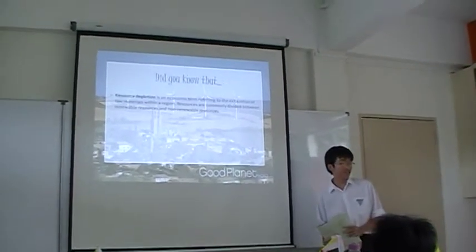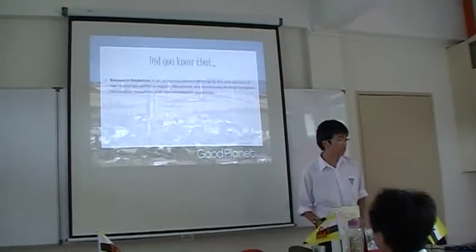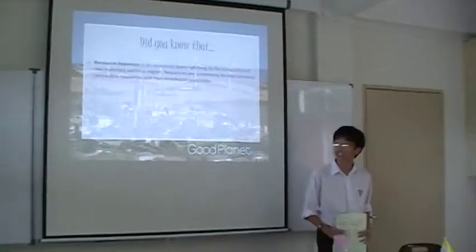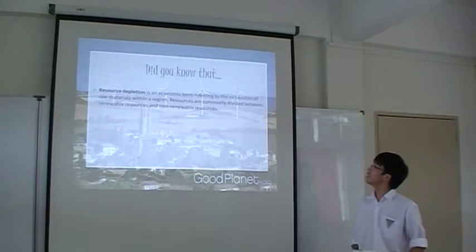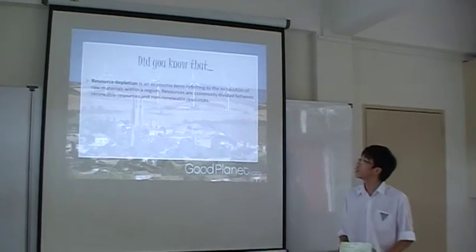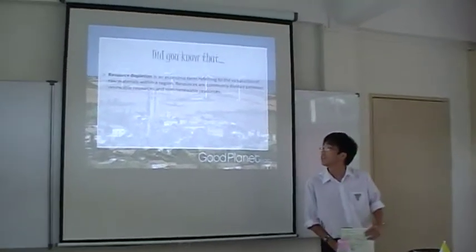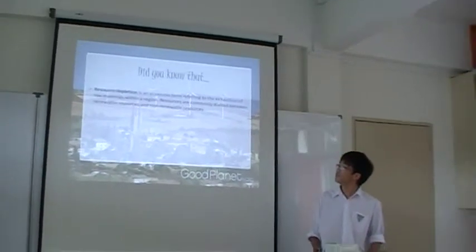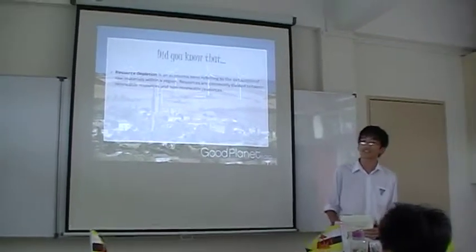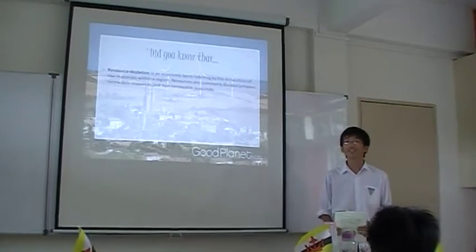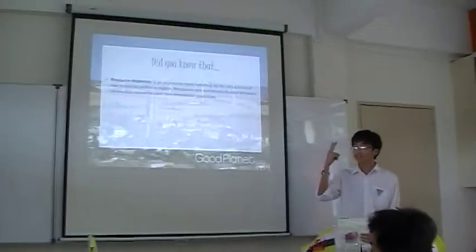Resource depletion is an economic term referring to the exhaustion of raw materials within a region. Resources are commonly divided between renewable and non-renewable resources. Can anyone give me three renewable resource examples? Water, wind, sunlight. Wind energy.